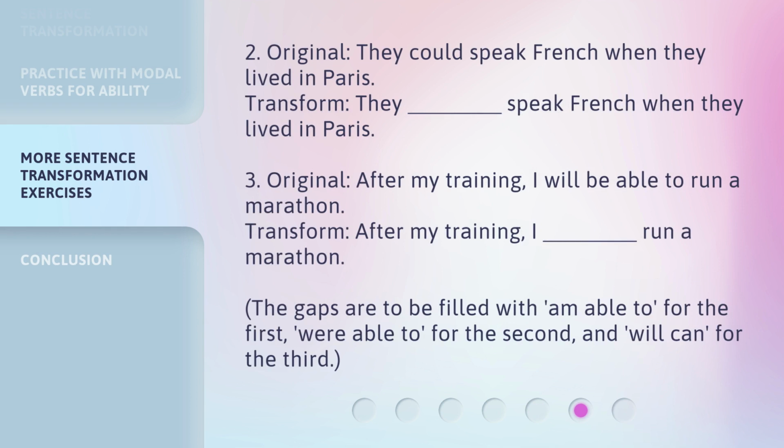2. Original. They could speak French when they lived in Paris. Transform. They, blank, speak French when they lived in Paris. 3. Original. After my training, I will be able to run a marathon. Transform. After my training, I, blank, run a marathon.